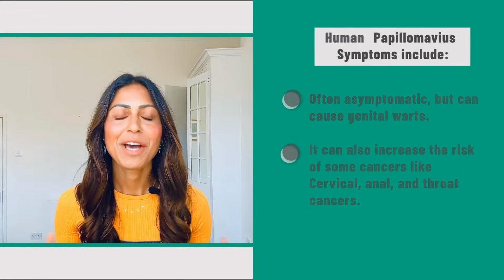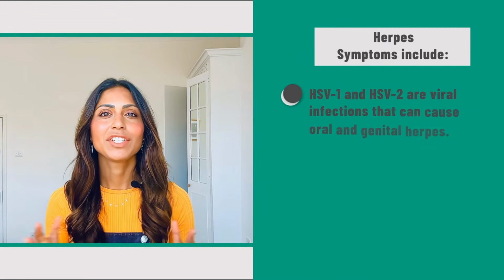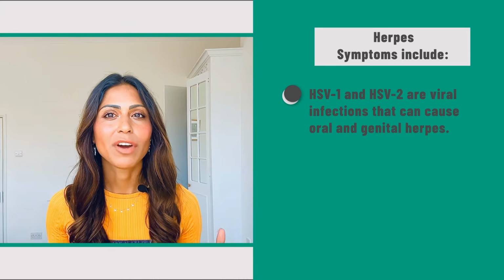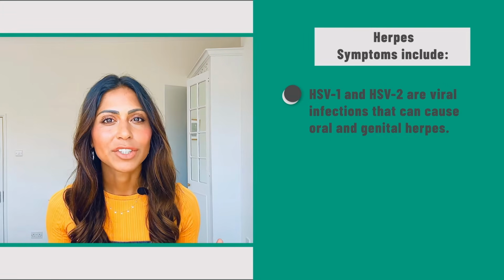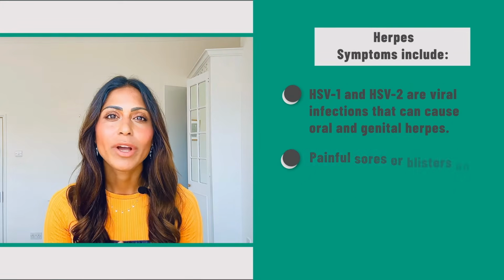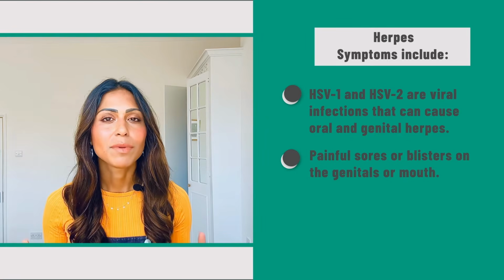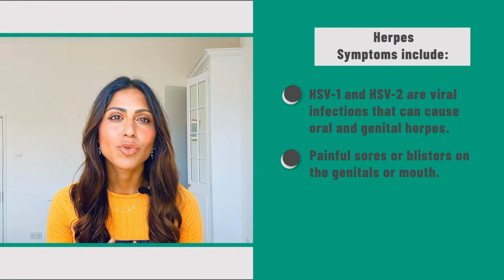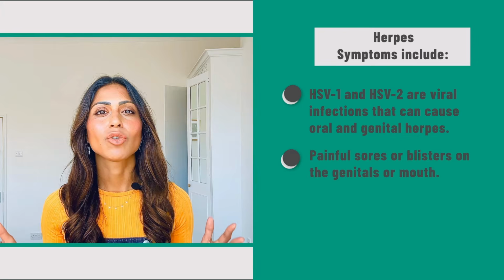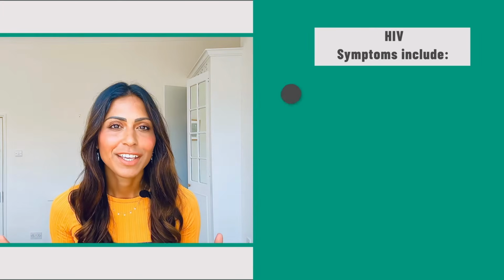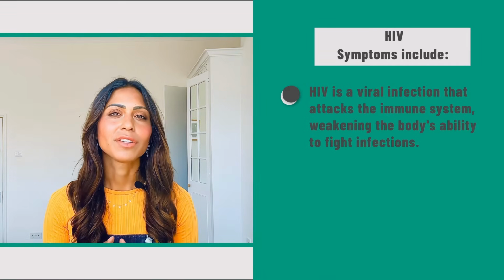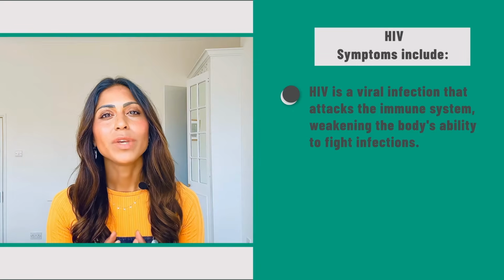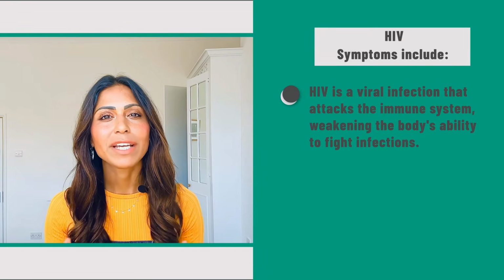Herpes. HSV1 and HSV2 are types of herpes viruses that cause viral infections that can lead to oral and genital herpes. Common symptoms you might experience are painful sores or blisters in your genitals or around your mouth. HIV. HIV is a viral infection that affects your immune system. This weakens your body's ability to fight infections.